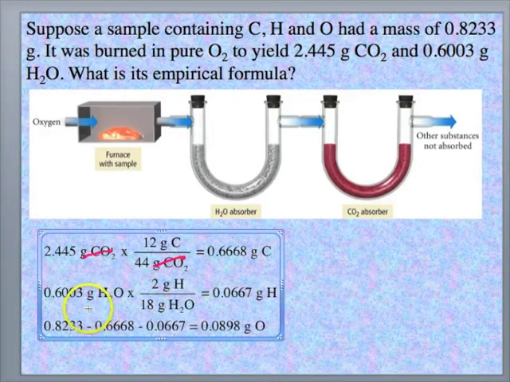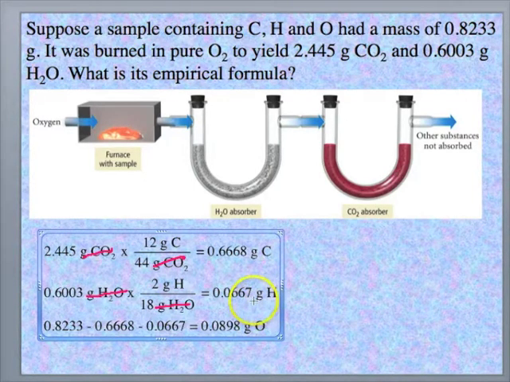We do the same kind of calculation with the water to figure out the grams of hydrogen. In other words, 0.6003 grams of water were produced in the combustion. There are 2 grams of hydrogen for every 18 grams of water. Multiply by this ratio, grams of H2O will cancel and leave us with grams of hydrogen.